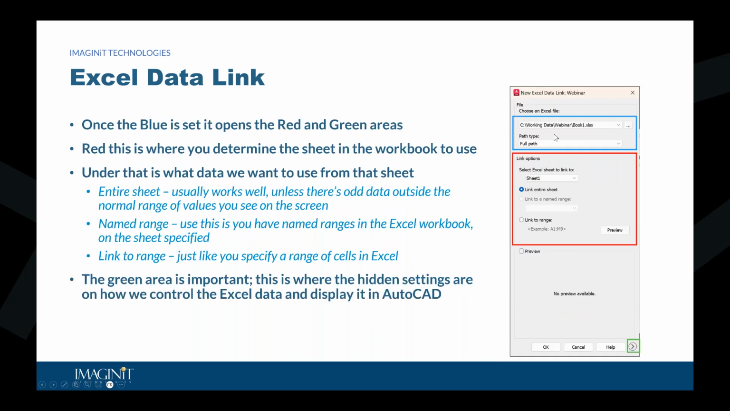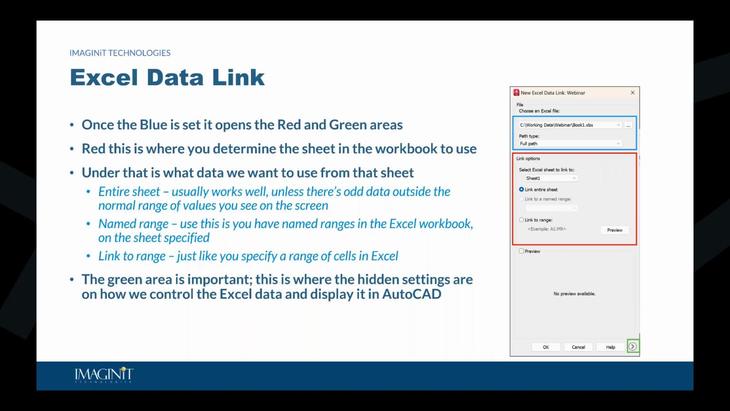Now, once you've got that, once the blue is set, it's going to open up the green and red areas. So the green area here is the link options. So select the Excel sheet to work from. Do you want sheet 1, sheet 2? Do you want to link to the entire sheet? If you link to the entire sheet and all of your data is very well done in the Excel workbook and you don't have weird things hanging off in cells that you're not sure of, that works really well.